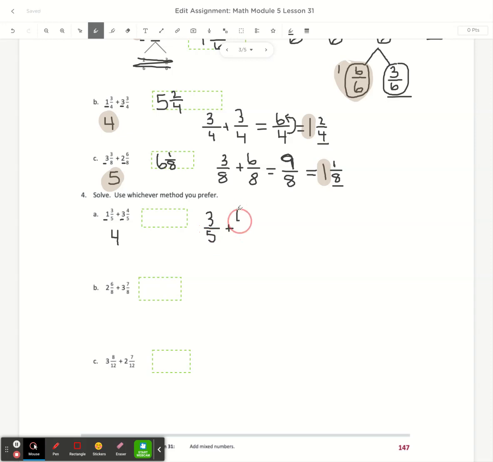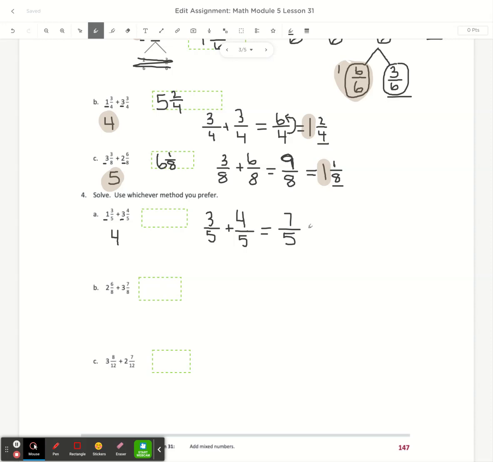Again, when I'm adding fractions, I know that if they have the same denominator, that means that I don't touch the denominator, I leave it alone. And I just add my numerators together. So 3 plus 4, that equals 7.